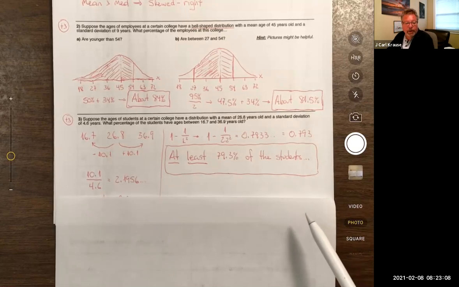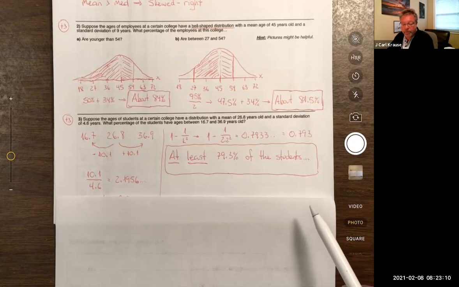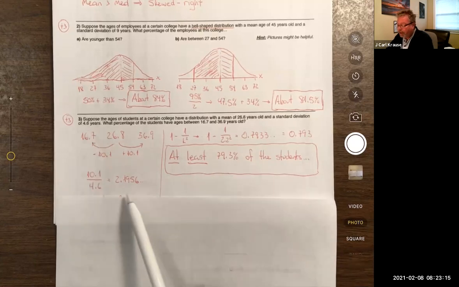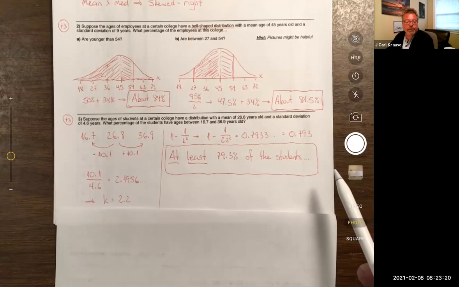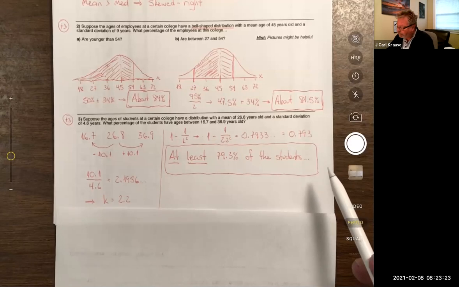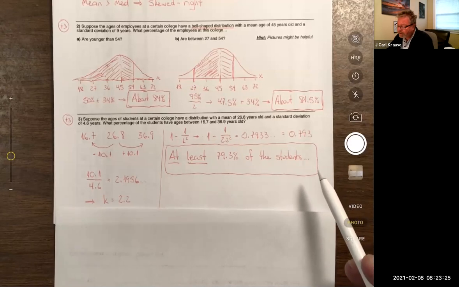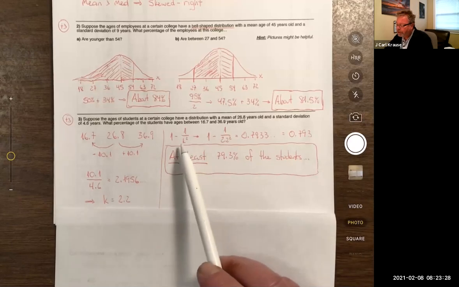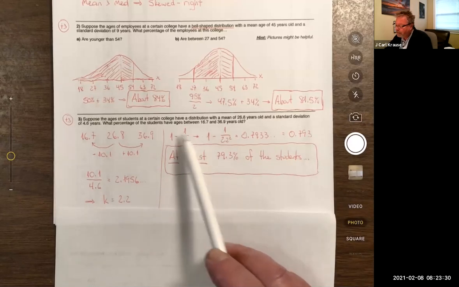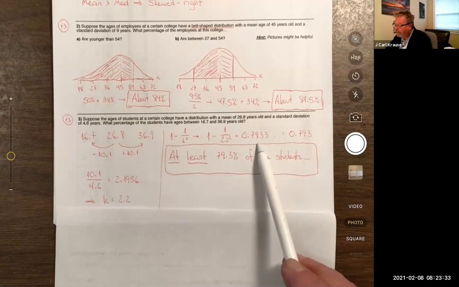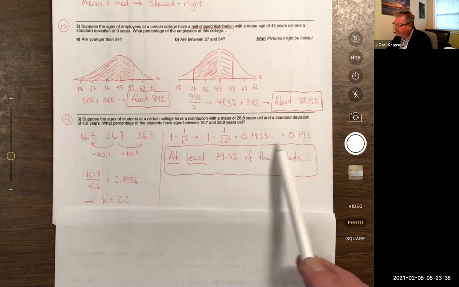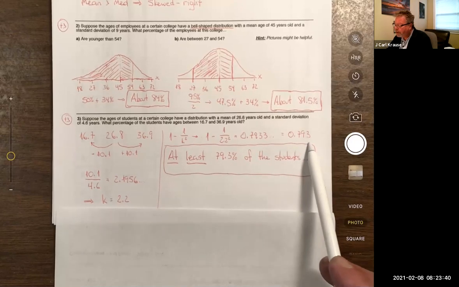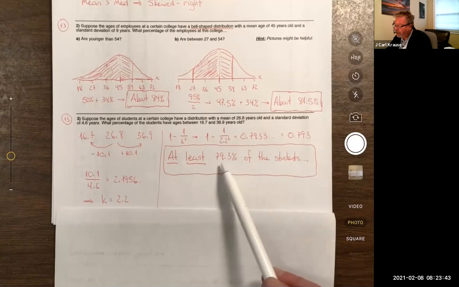So I took that 10.1 year difference and I divided it by 4.6 years. That's the standard deviation. And I got 2 point, some numbers here. Let's call that 2.2. So I just rounded that off to 2.2. That's good enough for here. And so that's the value of K. So then we go talk to Chebyshev. And Chebyshev says, hey, you need to run this calculation. So I did, and there's the value that I got. And this one I decided to round off to 3 places. So I wrote it as 0.793. And that translates into 79.3%.